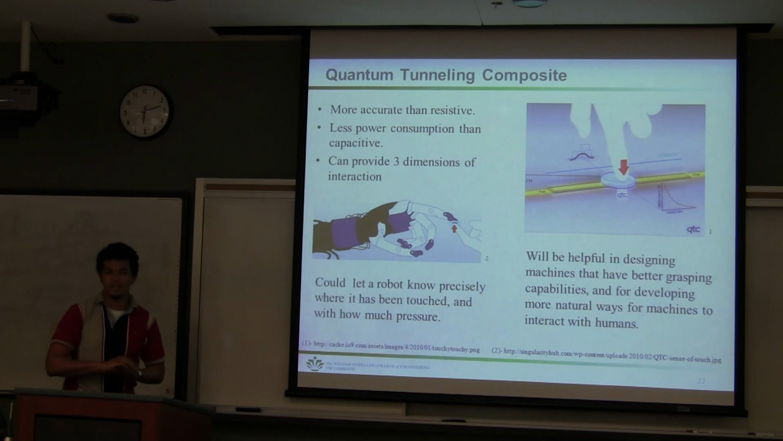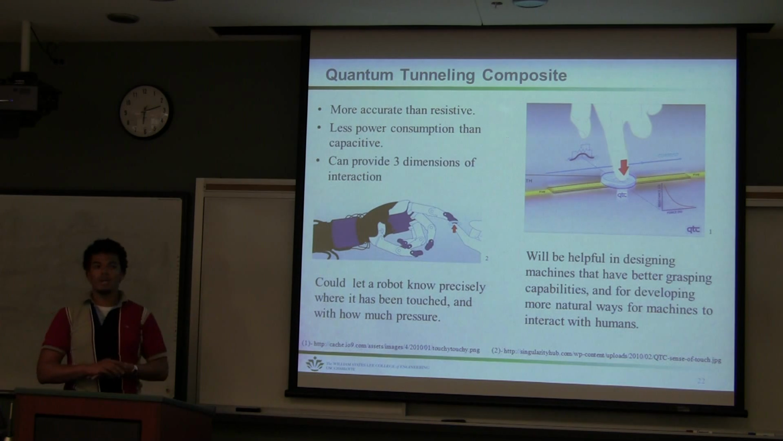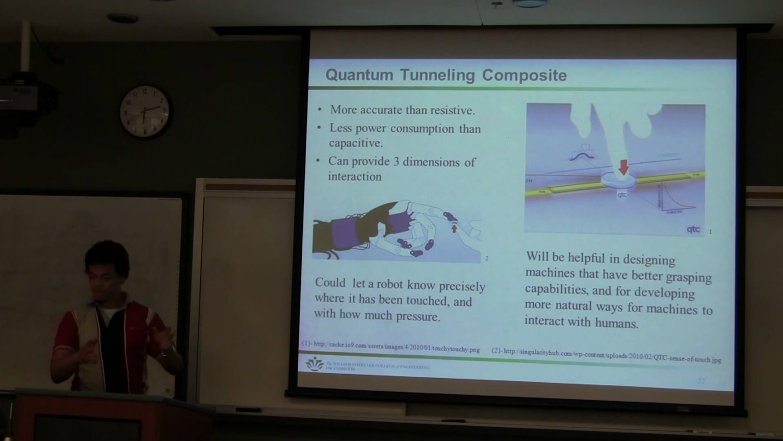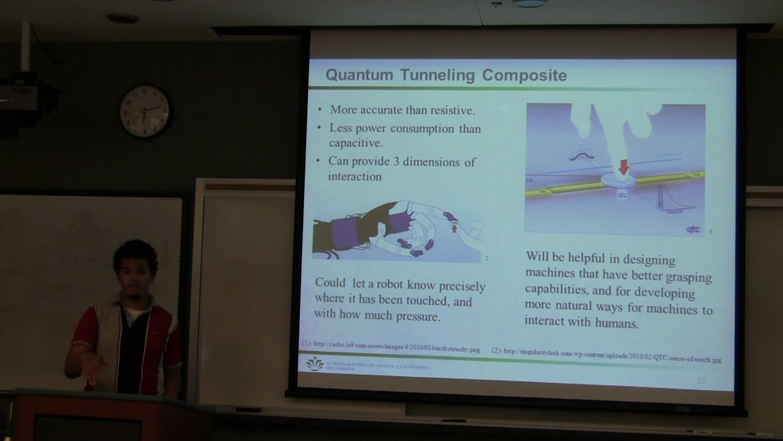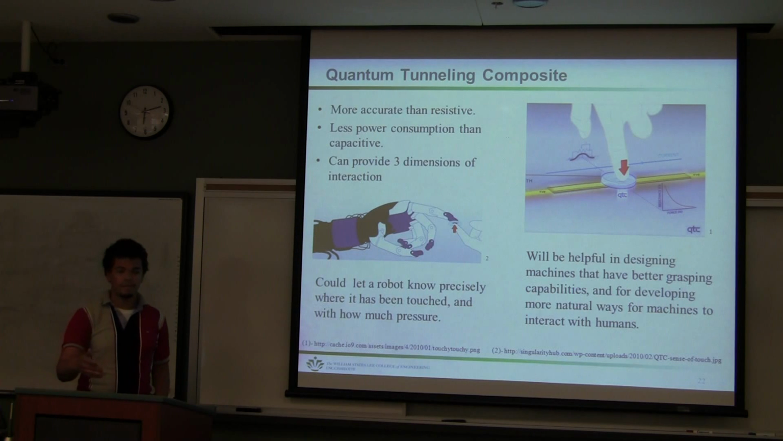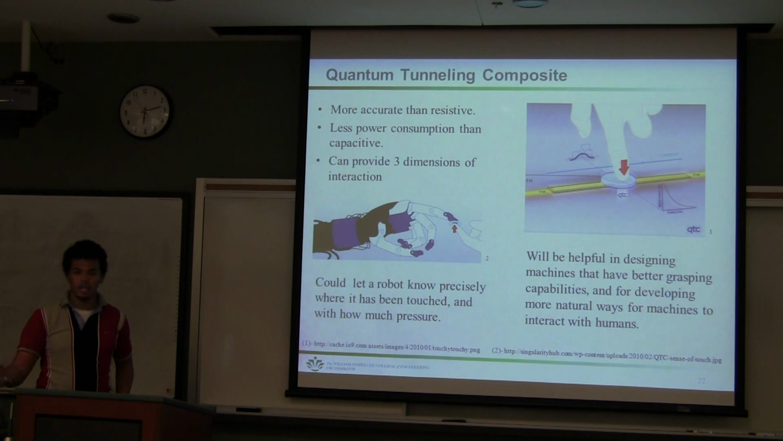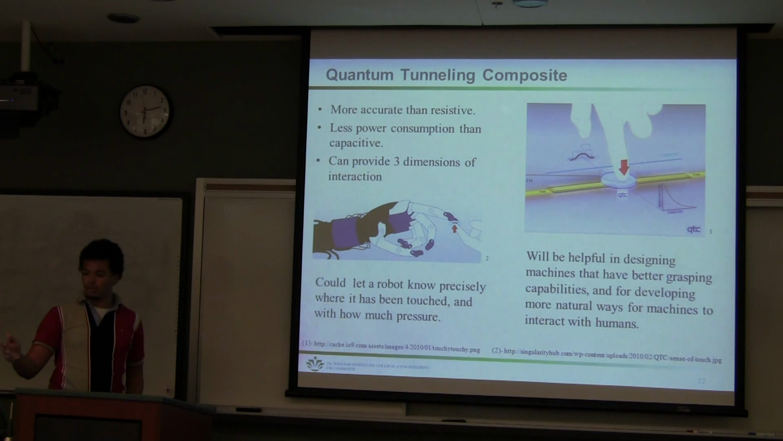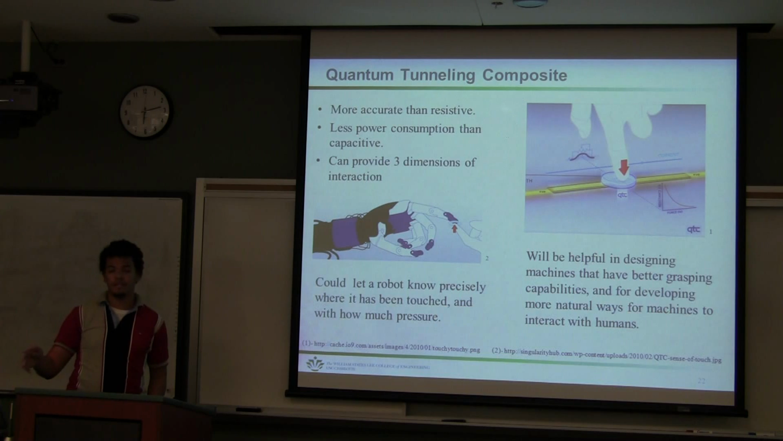Quantum tunneling composite is a technology in the touch sensing range or area, and it's more accurate than the resistive. It's more accurate than the resistive, and it takes less power than the capacitive, since it draws current only when a force is applied to it.